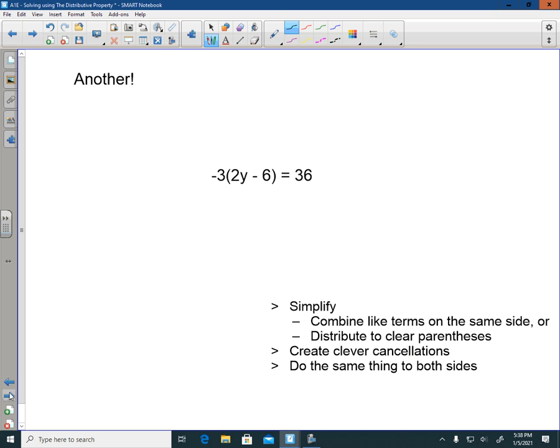Let's try another one. So take a peek at this one. We're going to think about simplifying first. That's the first thing to think about. So let's create our sides. Can we combine like terms?